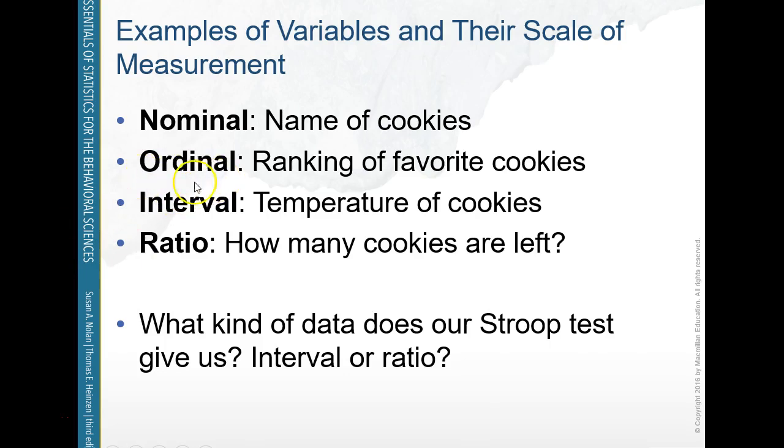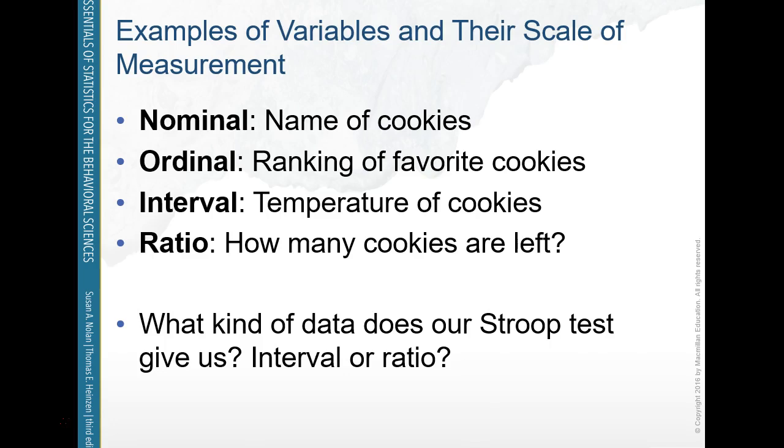Ordinal: maybe I give you 3 cookies and ask you to put them in rank order, favorite to least favorite. So I have you eat an Oreo, a Chips Ahoy, and an oatmeal raisin cookie, and then you put them in order. What do we know? Maybe someone says Oreo is my first favorite, Chips Ahoy is second, oatmeal raisin is third.